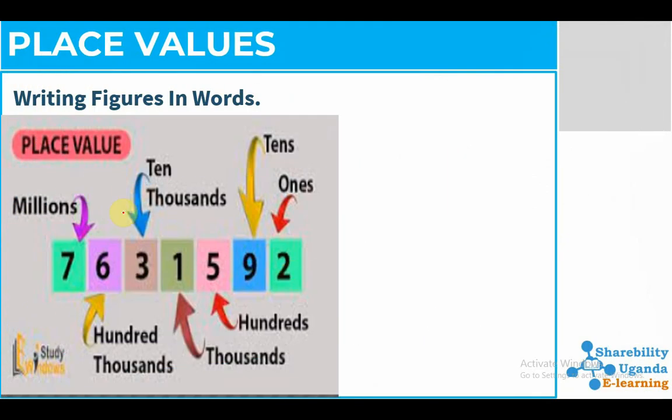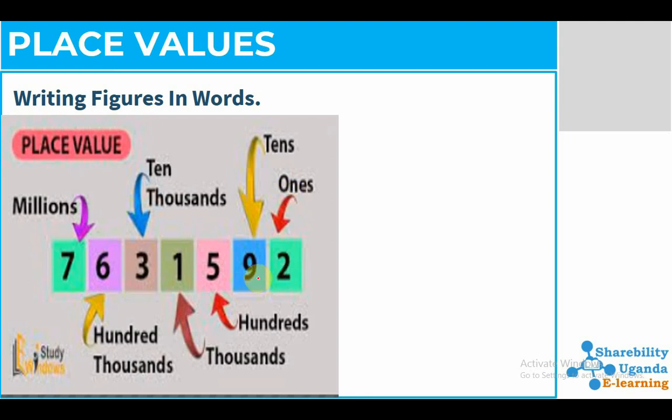Okay. Let's continue and move ahead. We are going to look at writing figures in words. We are going to write figures in words. That means we have been given these figures: 7, 6, 3, 1, 5, 9, 2. You are going to write for them in words. So here I give a recap of how we can deal with this. We gave this one place values. That means we shall base on our place values which has been given for us to write these figures in words.